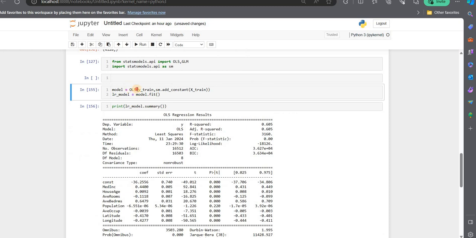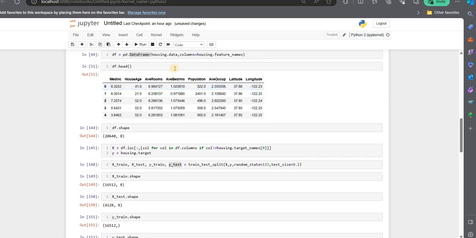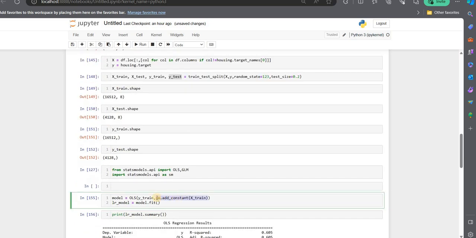In cell 155, OLS is ordinary least squares. This is the model function, the linear regression function we were talking about. First we will train that algorithm. For training, we need to pass the input and the output. This is my output, y train, and this is my input, X train. X train is all your house description data. But with that, we need to pass the intercept, then only it can build the equation y equals mx plus c. That's why we are passing sm.add_constant of X train.